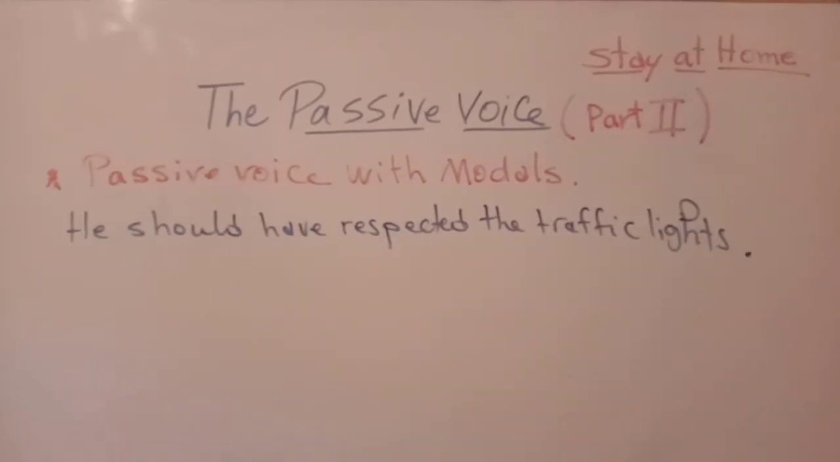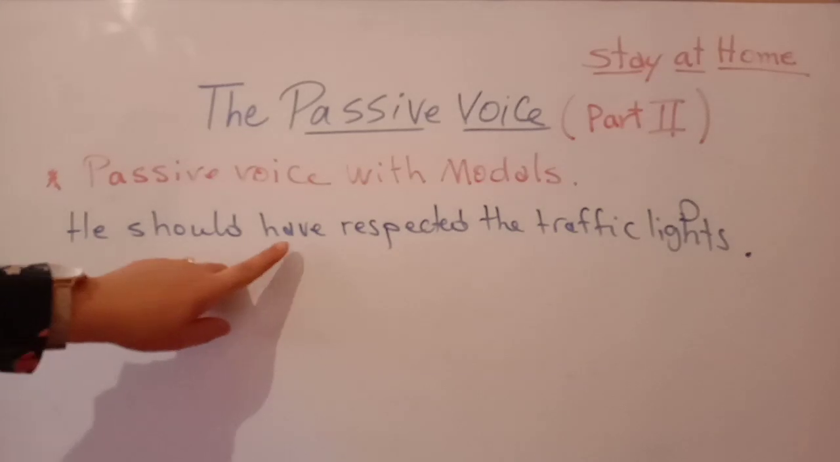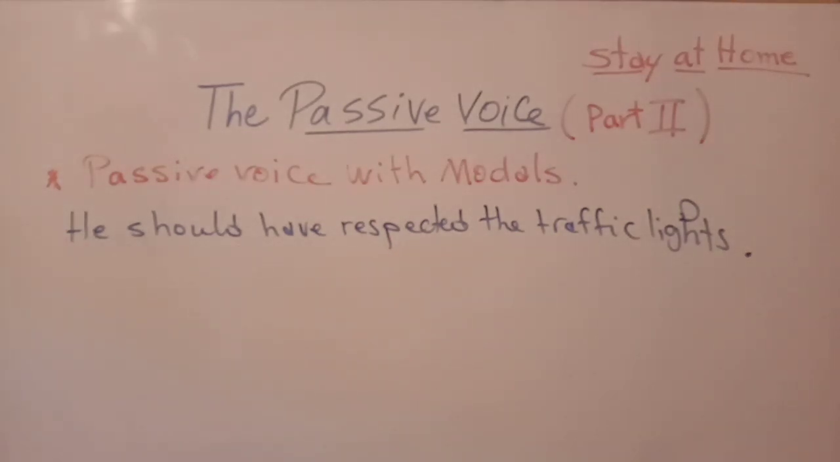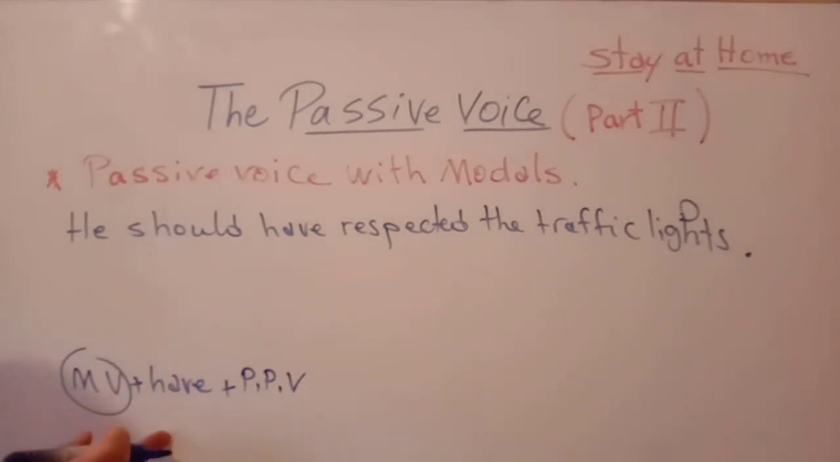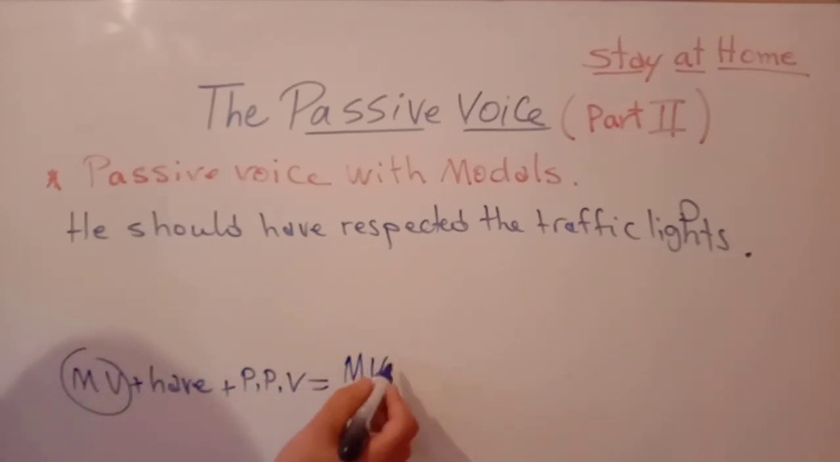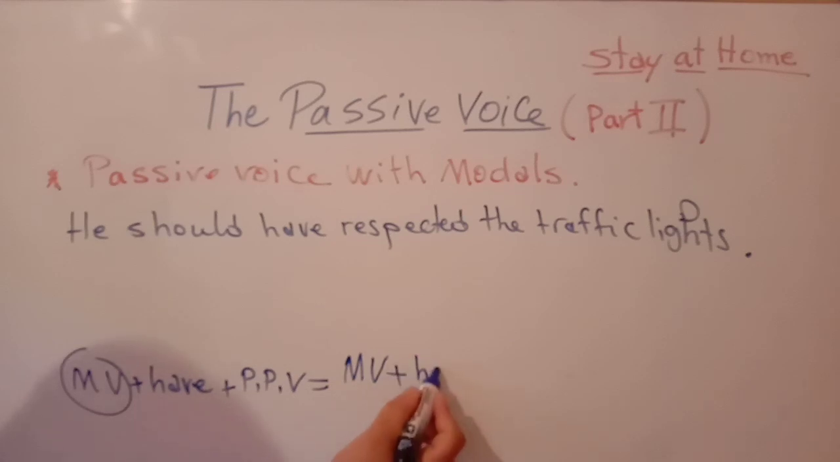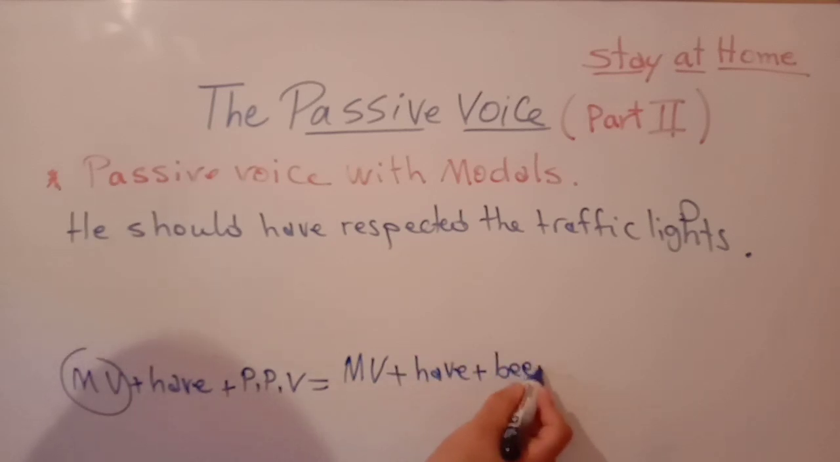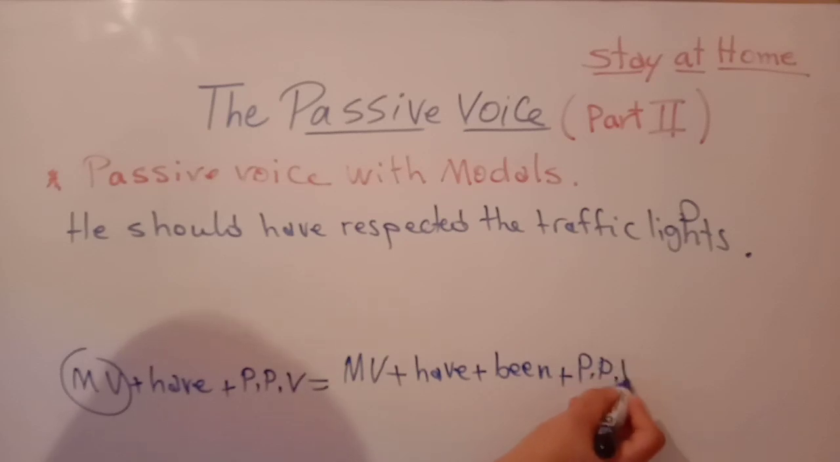Another example with modal verbs is he should have respected the traffic lights. But this time the modal is in the past. Why? Because you have modal plus have plus past participle. So when you have modal verb plus have plus past participle of the verb, it means that the modal is in the past. Okay? So in the passive voice, it becomes modal verb, no change, plus have, plus been, plus past participle of the verb.